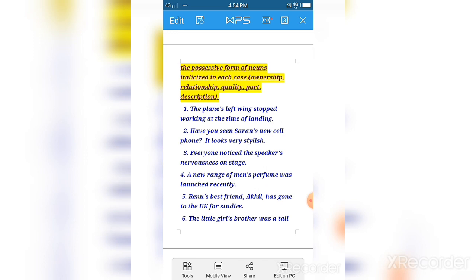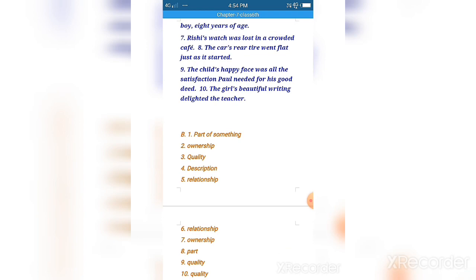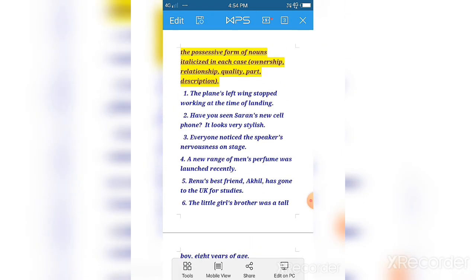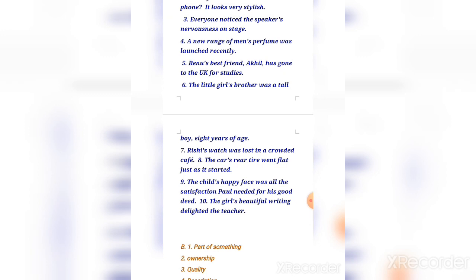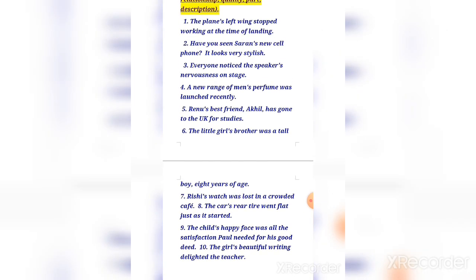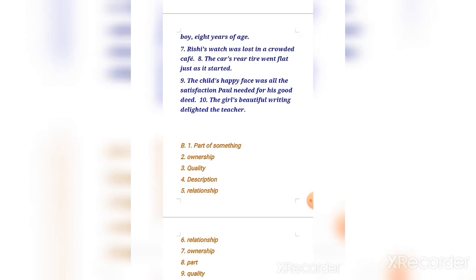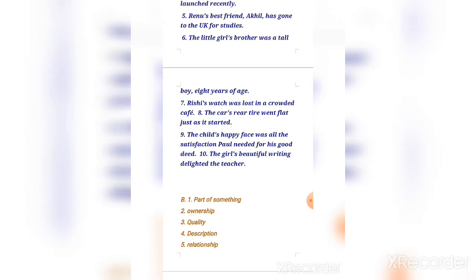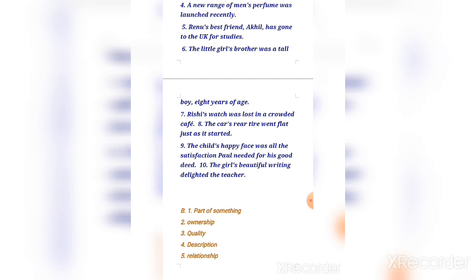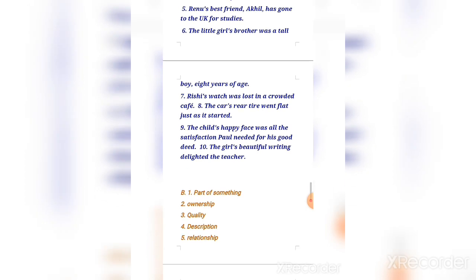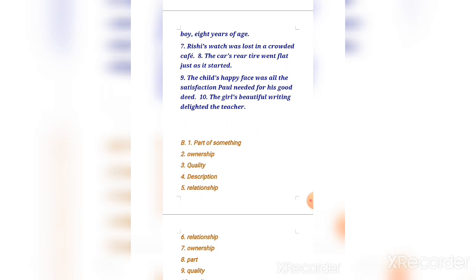Everyone noticed the speaker's nervousness from the stage. It is a quality. Number 4. A new range of men's perfume was launched. Number 5. Renu's best friend Akhil has gone to UK for studies. Number 5 is relationship. Number 6. The little girl's brother was a tall boy 8 years of age. Number 6 is relationship. Number 7. Rishi's watch was lost in a crowded cafe. Number 7 is ownership.